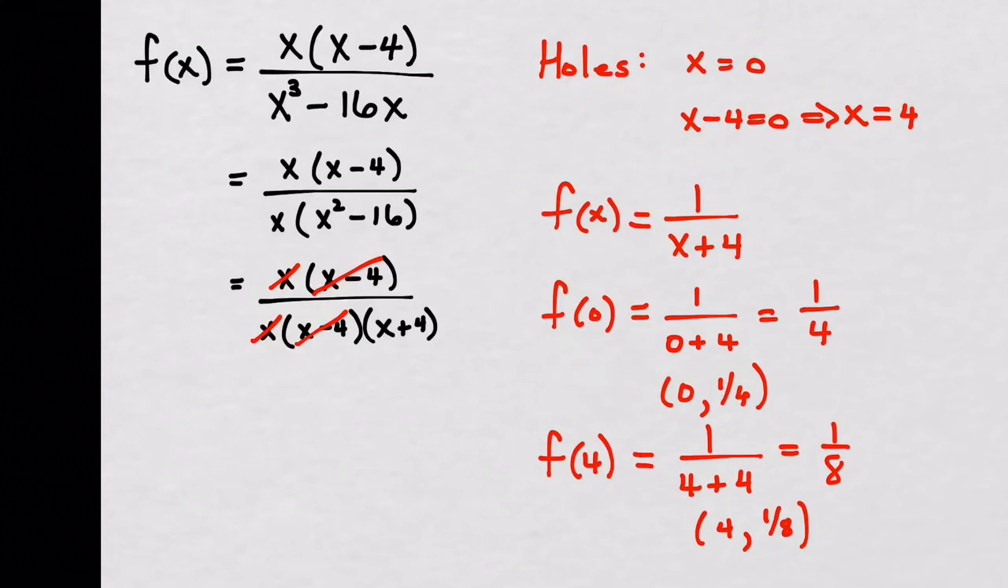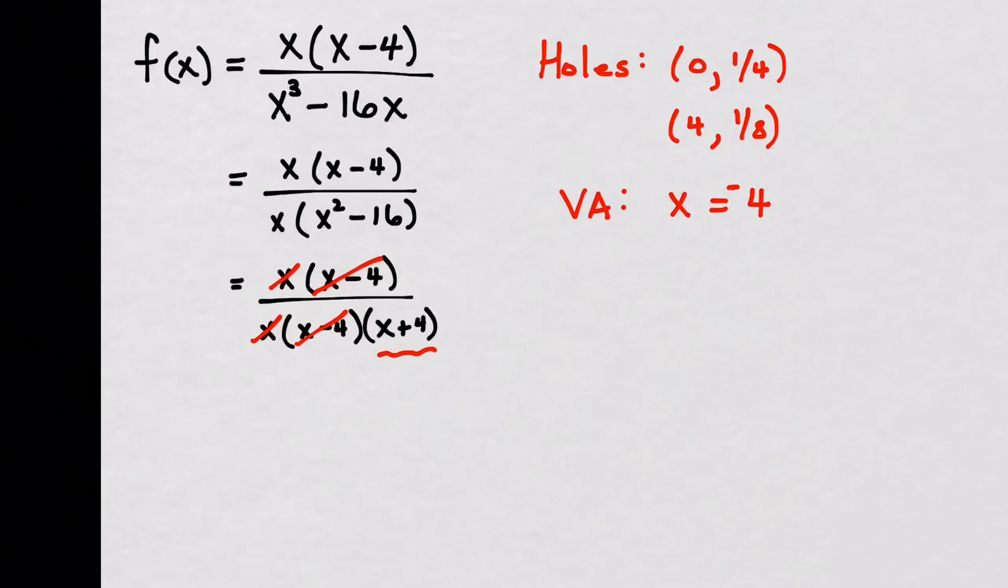And we also have a vertical asymptote. And that vertical asymptote is going to be caused by the denominator factor that doesn't cancel. So I take x plus 4, set it equal to 0, and that gives me the equation x equals negative 4. So to summarize this problem, I have holes at (0, 1/4) and (4, 1/8), and a vertical asymptote at x equals negative 4. And that's the end of that problem.